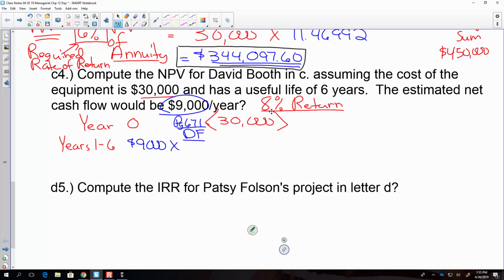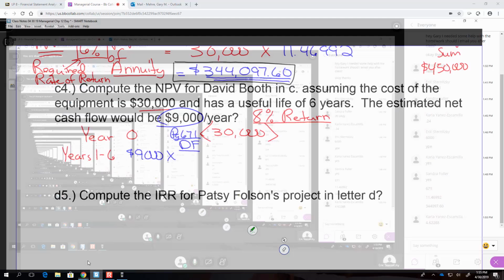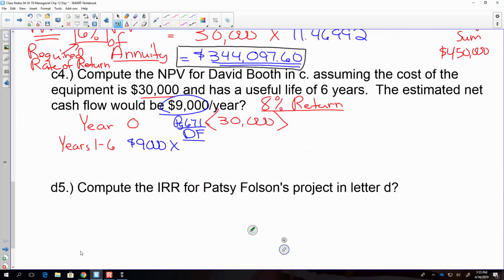It's 8%, 6 years. Yes, that's what I got, 4.62288. Very good. So that's my discount factor.